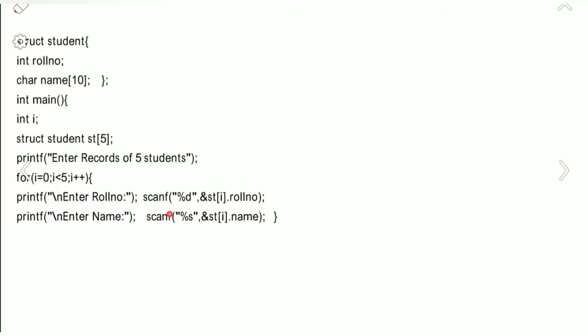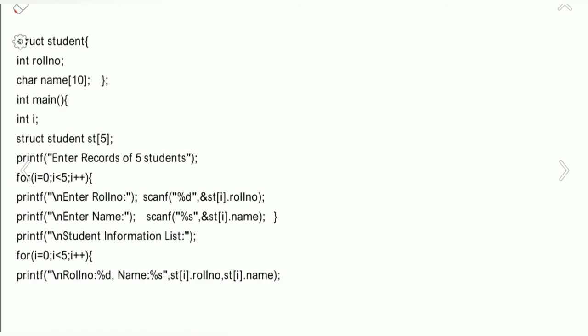Printf enter the roll number, so the roll number of the student we will enter manually on the output screen, and enter the name. Using the scanf function it will read the input from the user, that is the name, and printf student information list. After entering the details, it will print the student information list of 5 students. The roll number and name of the 5 students will be displayed on the screen.